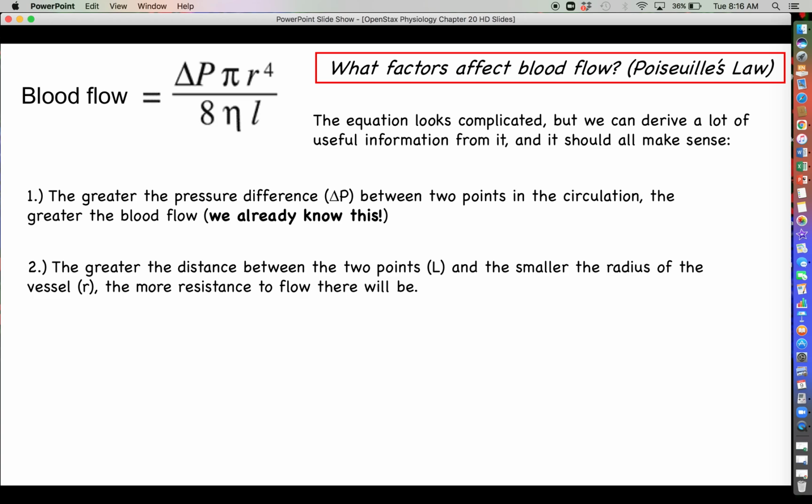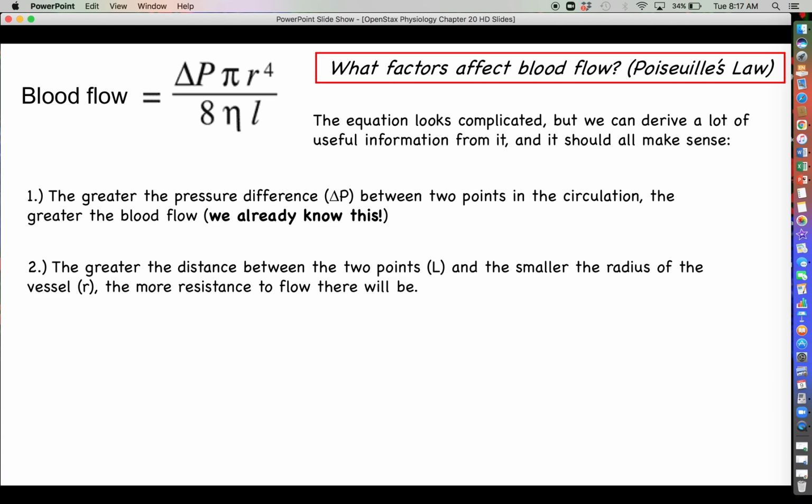Number two, the greater the distance between the 2 points, that's the L down here in the denominator, and the smaller the radius of the blood vessel is, that's R right there, the more resistance to flow there's going to be. Because radius is up here in the numerator, as that number gets smaller, the blood flow is going to get worse. Because length is in the denominator, as the length gets bigger, the blood flow is going to get worse. So what that tells us is that blood flow is really going to meet resistance.